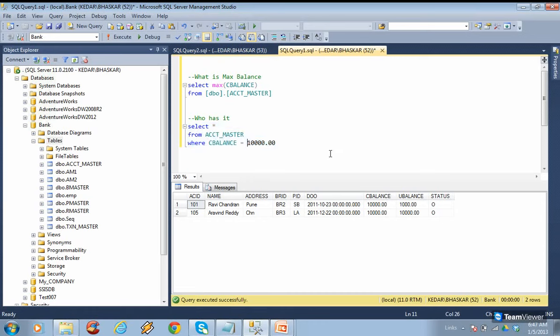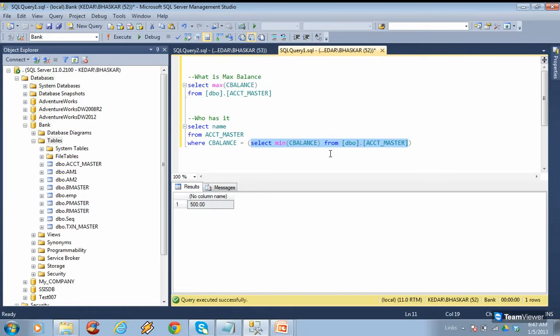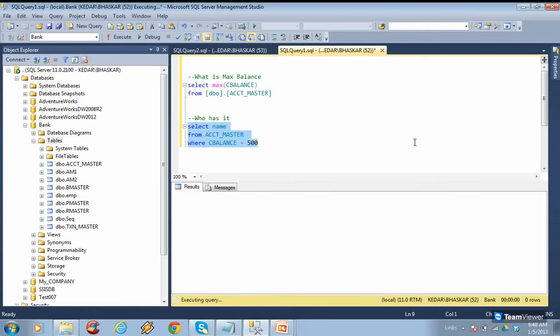So first you have to find out the clear balance, the maximum clear balance. If somebody asks, who has the minimum clear balance in our bank? Then you have to put minimum. So let us understand what is the minimum. The minimum is 500 rupees. This query will be executed by SQL Server, and it will remove this and put 500 here, and this will be executed now. So you have to be very clear.